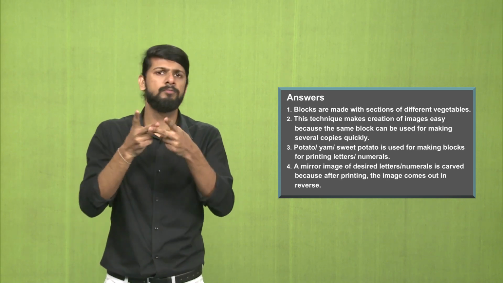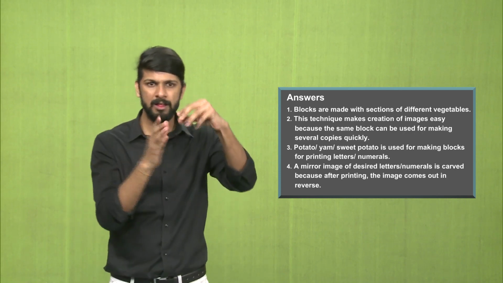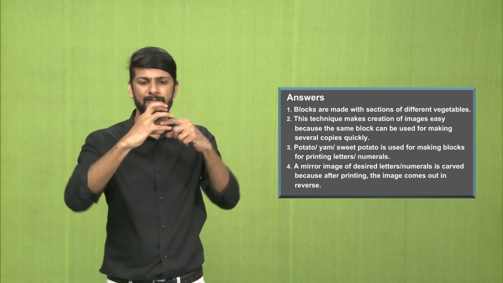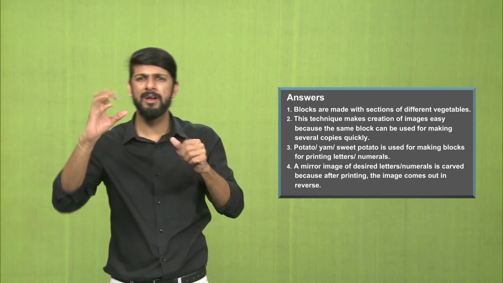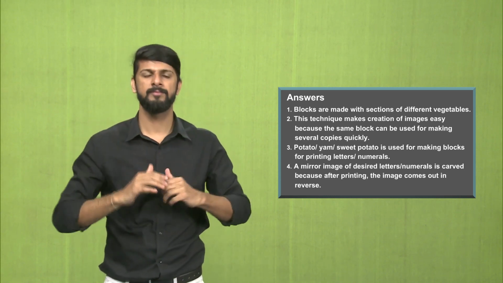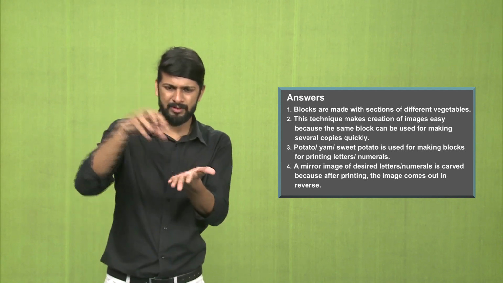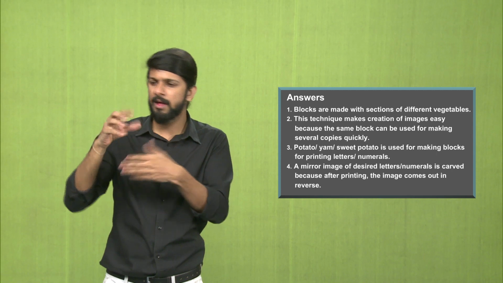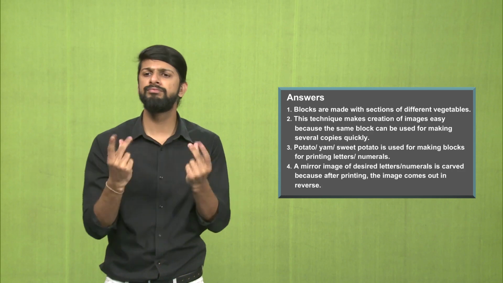Answers. Blocks are made with sections of different vegetables. For example, the okra can be cut cross section. The capsicum can also be cut cross section. Potato, yam, sweet potato can be cut length or cross section wise. Answer number 2. This technique makes creation easy because the same block can be used for making several copies quickly.